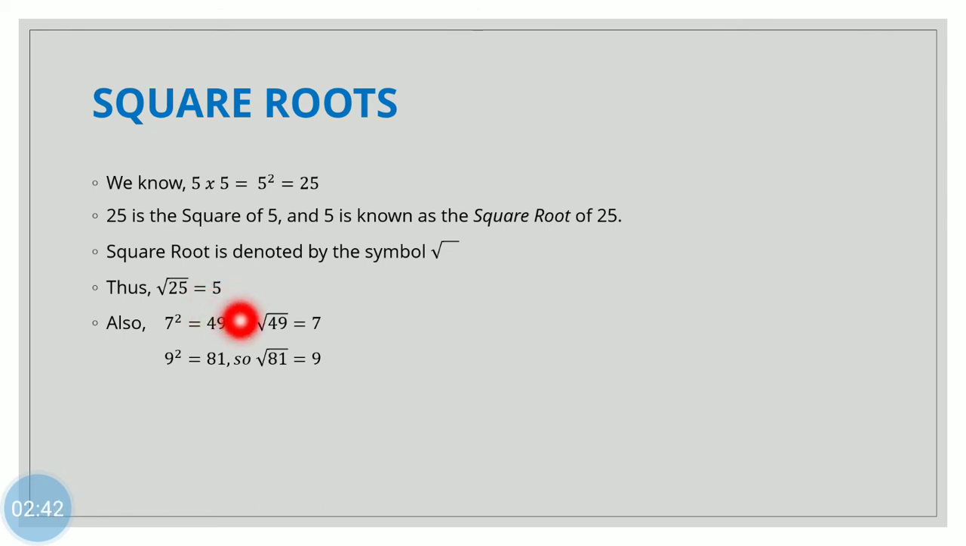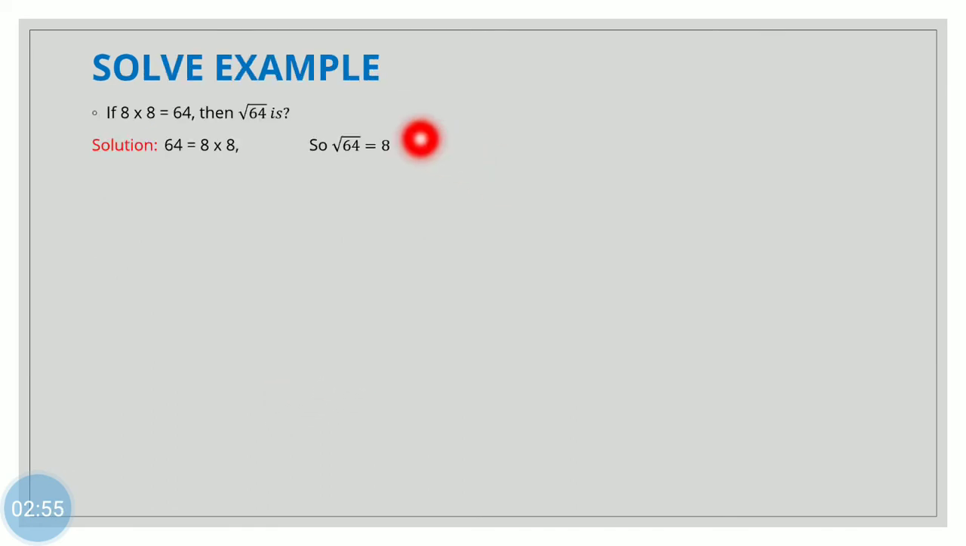7 squared equals 49. So, root 49 equals 7. 9 squared equals 81. So, 81 is the square of 9, and root 81 equals 9. Solved example. If 8 into 8 equals 64, then root 64 is 8, since 64 equals 8 into 8. So, root 64 equals 8. So, 64 is the square of 8.